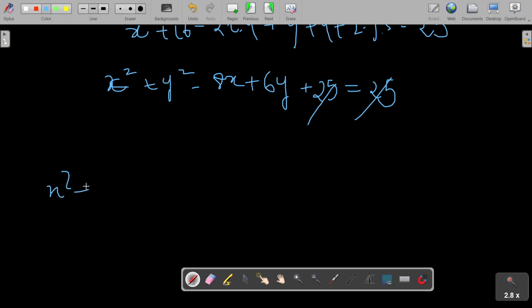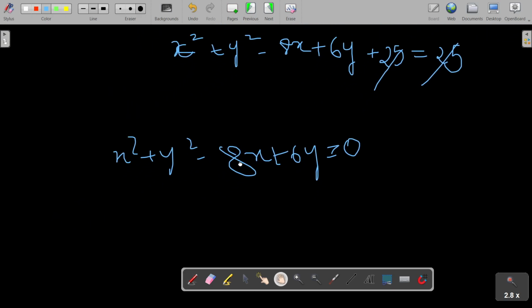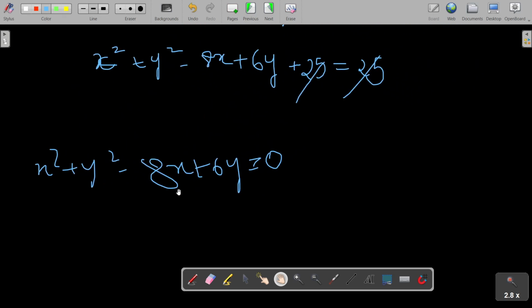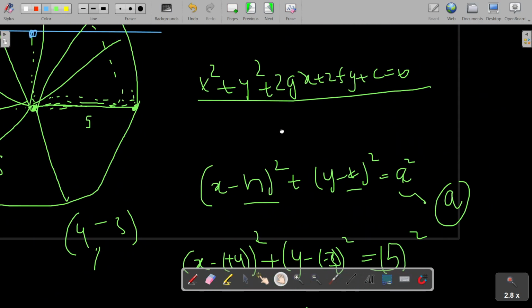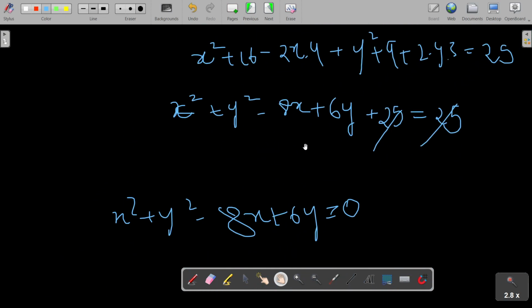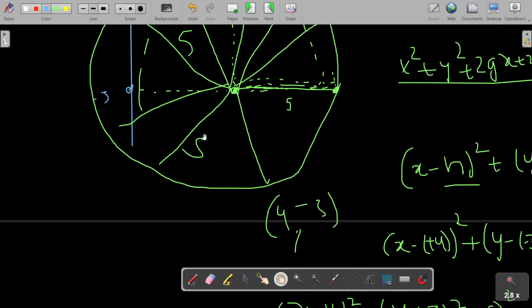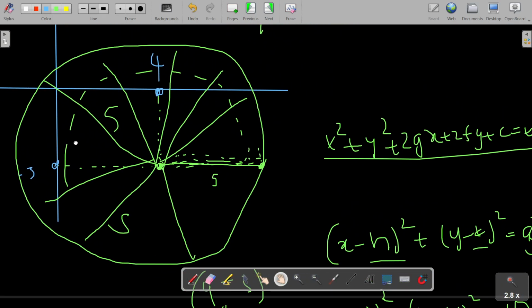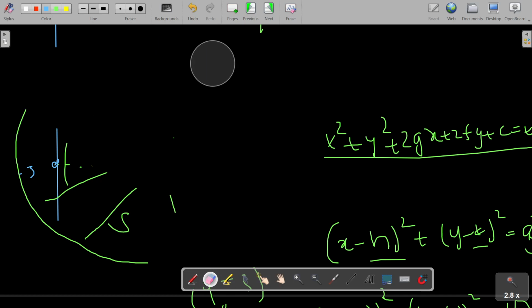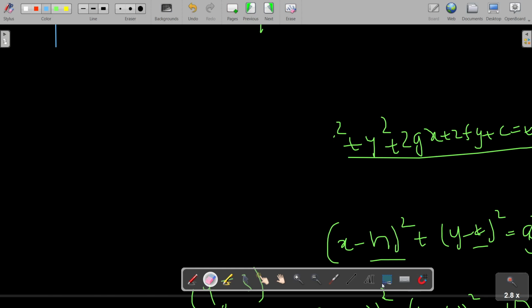So x squared plus y squared minus 8x plus 6y is equal to 0. Here we can see, if we analyze this more, that there is no constant c in this equation. For any equation in the coordinate system, if it does not contain any constant, that means it is passing through the origin. So to draw this more accurately, let's erase that.